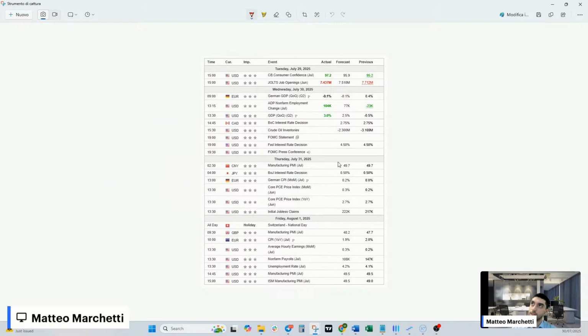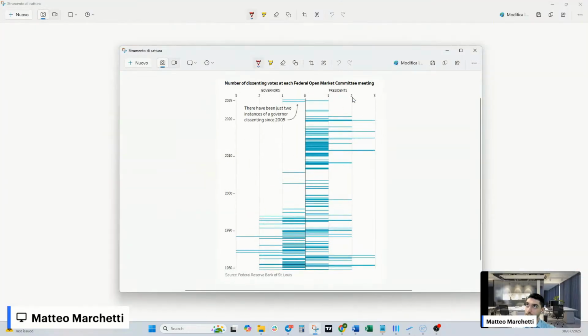But this time, there is a very interesting article that Nick Timiraos wrote in the Wall Street Journal. Nick Timiraos is one of the most influential Wall Street Journal economists and journalists, and he is really close to the Fed and FOMC members. He wrote this article saying that this meeting could be the first one. I'm going to show you here.